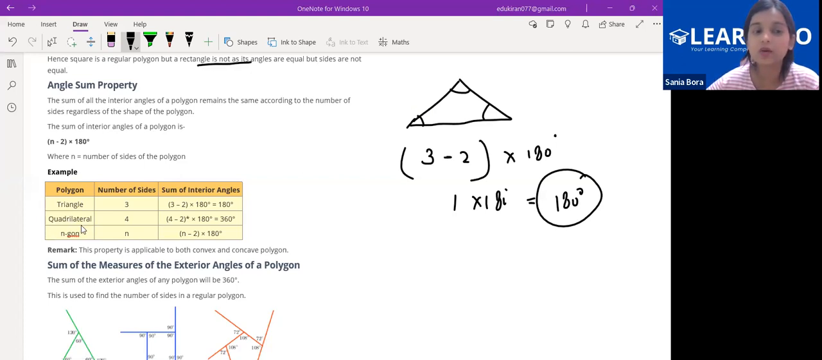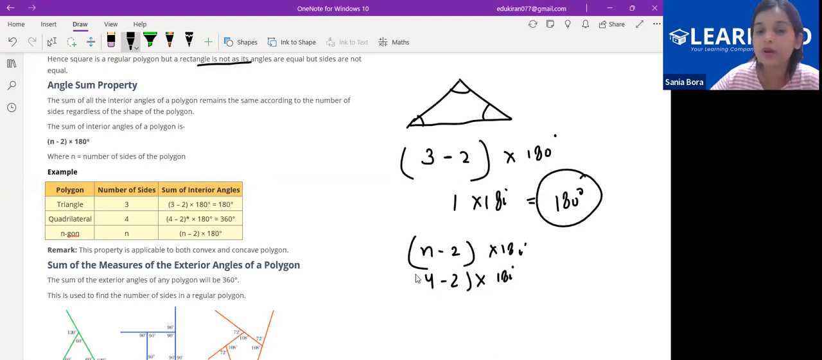Let's just take quadrilateral. How many sides does a quadrilateral have? 4 sides. So put in the formula n minus 2 multiplied by 180. So how many sides? 4 sides. So 4 minus 2 multiplied by 180. 4 minus 2 would give me 2. 2 multiplied by 180.